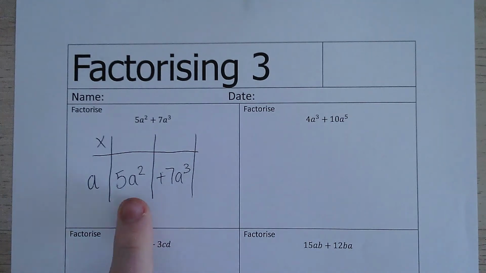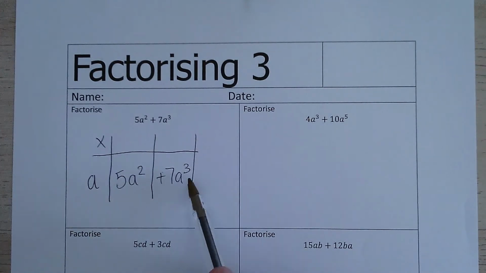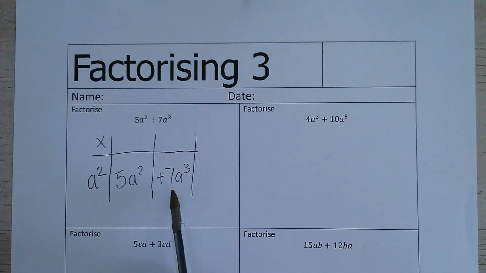However, both terms have a power of a. Because we have a power of a, we would like to factorise out a power of a also. This term has a squared and this term has a cubed. We will factorise out the lowest power of a. So we can factorise out a squared. That's because we can divide this term by a squared and this term by a squared, but we would be unable to factorise out a cubed from this term if we decided to factorise a cubed.